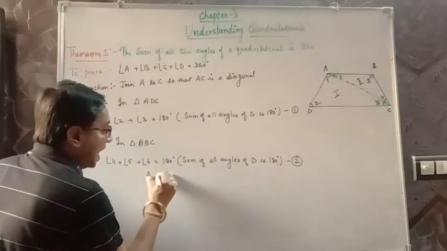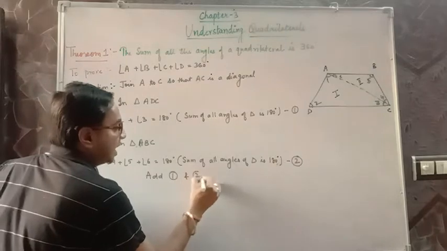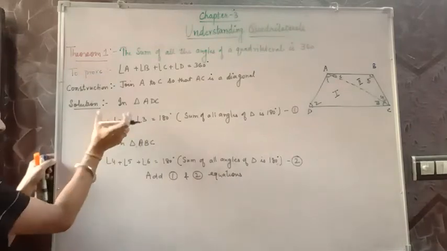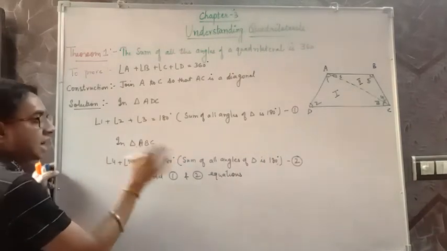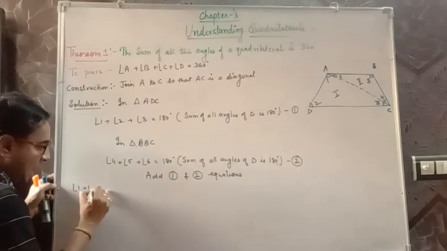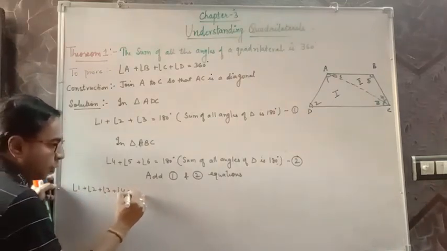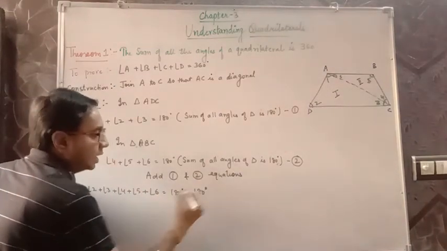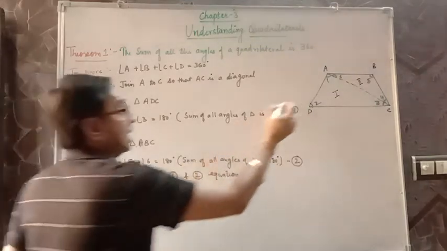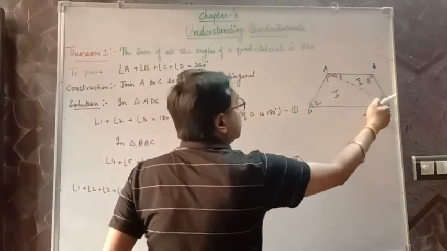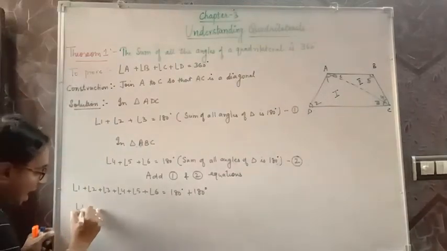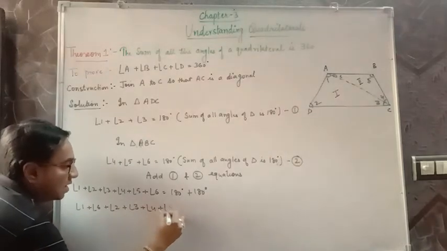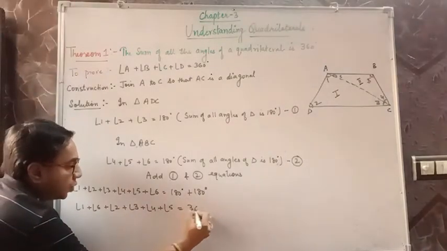Now we will add the first and second equations, left hand side to the left hand side, right hand side to the right hand side. So left hand side: angle 1 plus angle 2 plus angle 3 plus angle 4 plus angle 5 plus angle 6 is equal to 180 degrees plus 180 degrees. Now we will shuffle. We know that angle 1 and angle 6 are together, angle 3 and angle 4 are together. So we can write angle 1 plus angle 6, angle 2 as it is, angle 3, angle 4, angle 5 as it is. 180 plus 180 is 360 degrees.